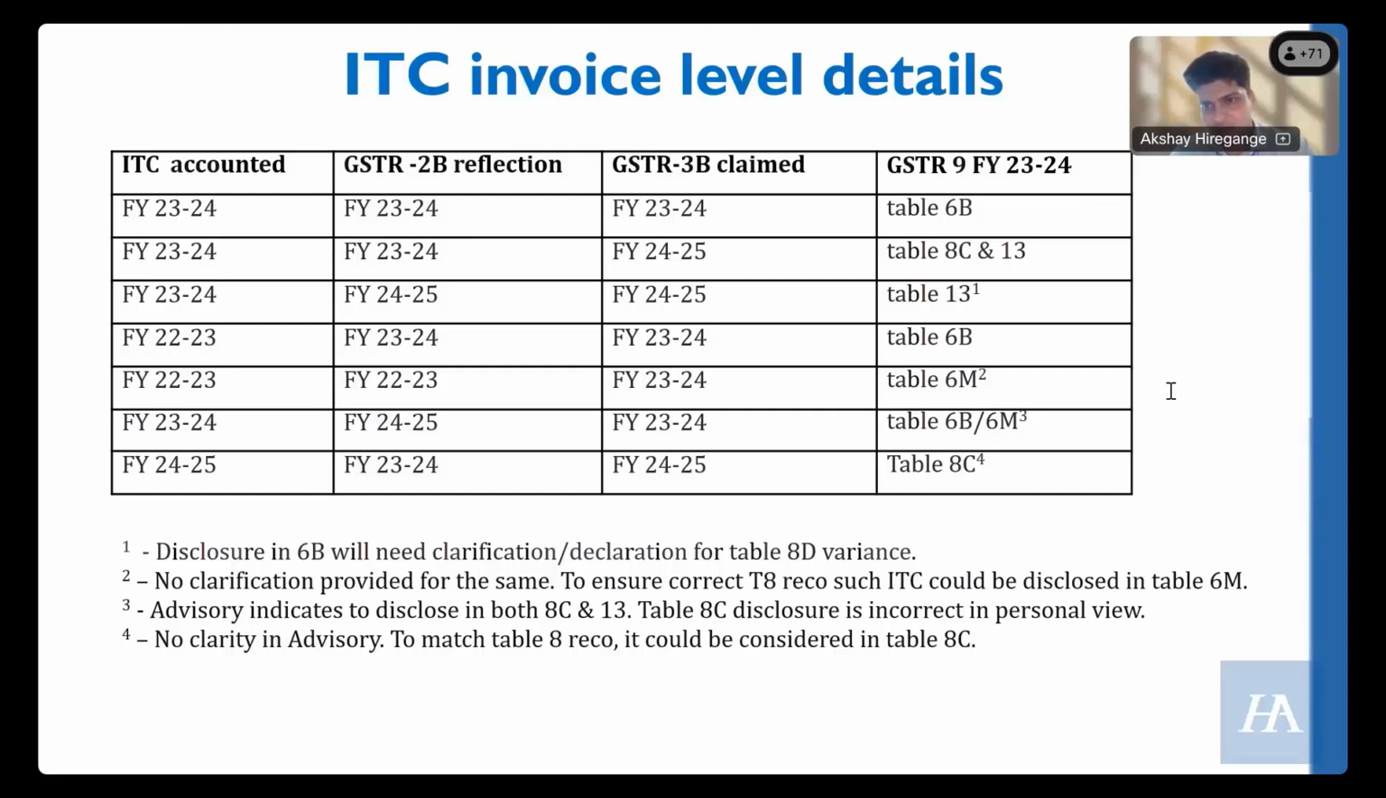Supply of services towards exempt and taxable goods, is the ITC to be taken on proportionate basis? Yes, ITC should be taken on proportionate basis. You can refer rule 42-43. There is a format which is provided for the credit claim. So you need to reverse the credit to the extent it is relating to the exempt supplies.